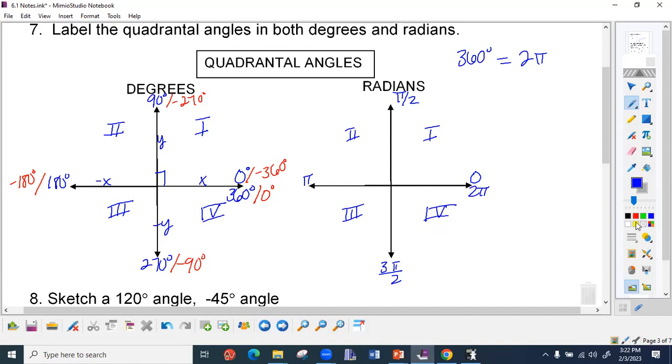So those are our positives. Now we have to do our negatives. So we have 0 pi, negative pi over 2, negative pi, negative 3 pi over 2, and then negative 2 pi. The red is when we have a negative and we have to go clockwise.